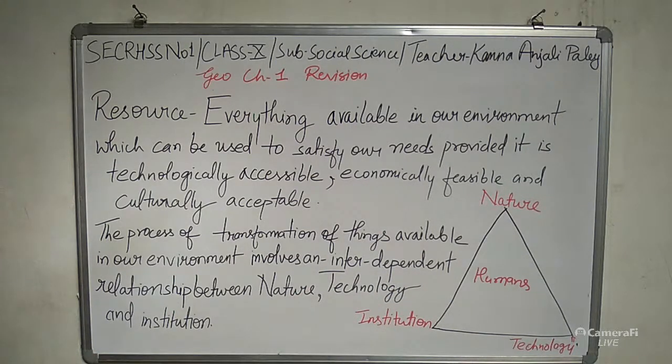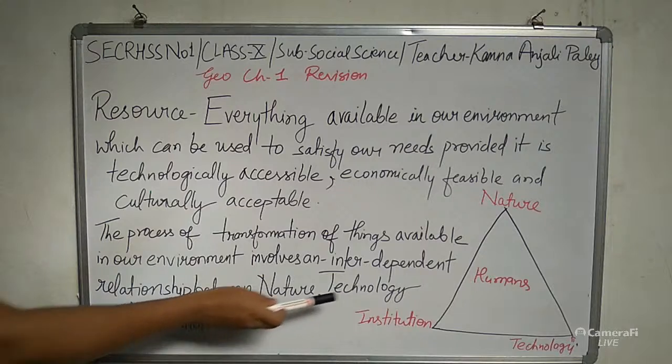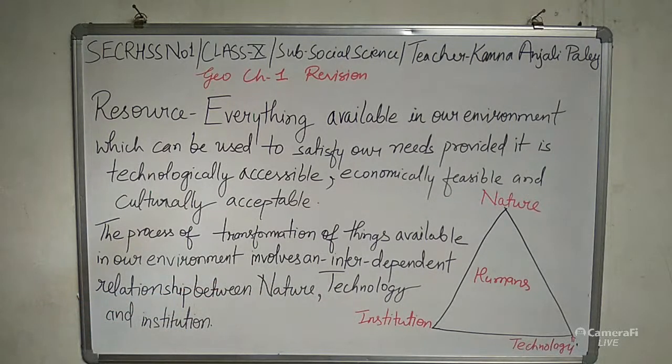So the process of transformation of things available in our environment involves an interdependent relationship between nature, technology, and institution. These three things are needed to get our resources, or to form a thing into a resource. Without these, we cannot extract or use these resources.